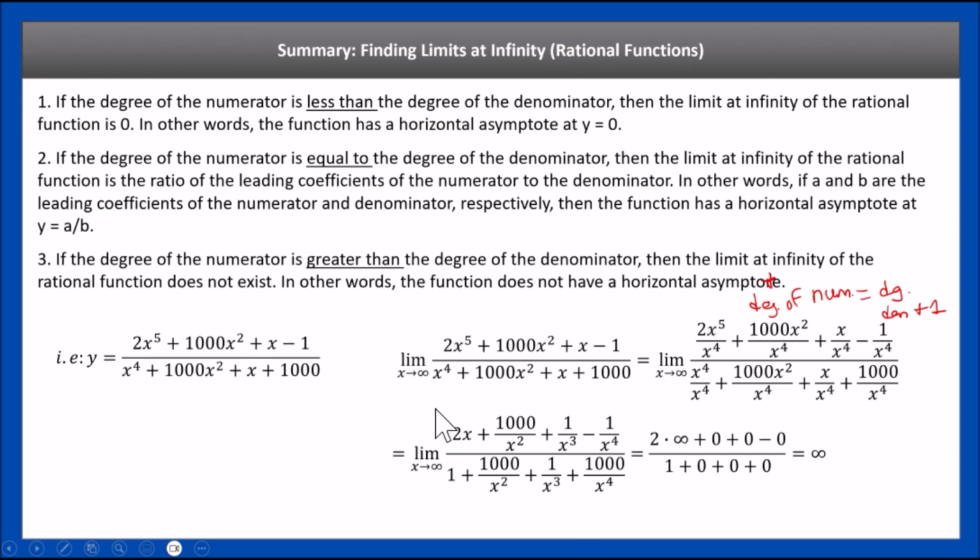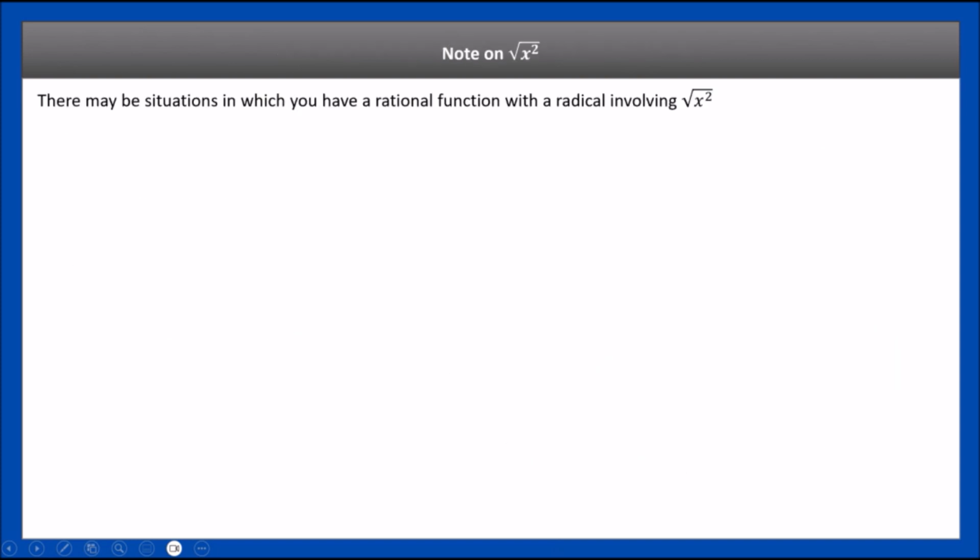And as we mentioned earlier, this 2x right here is actually going to be your slant asymptote, as you can probably determine. But in order to determine the slant asymptote, you can just perform a polynomial division like we did before to show that. In any case, we've summarized the 3 cases for horizontal asymptotes or lack thereof. Let's make a note on some functions that have square root of x squared.